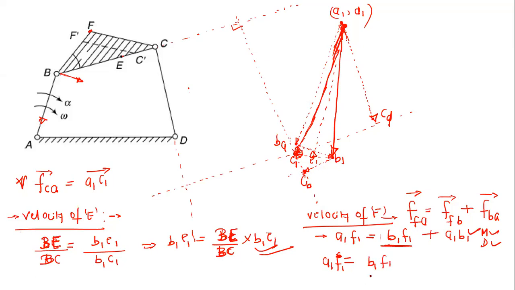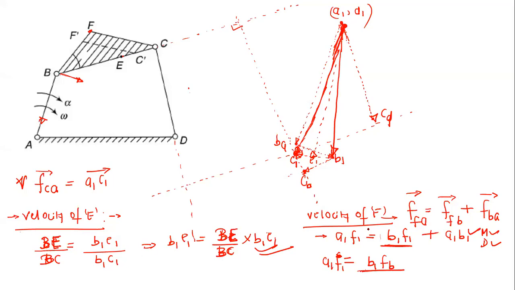So B1 FB, which component is this? It is now obvious that we are looking at the acceleration of F relative to B. So B1 FB, which component is this? Can anyone tell? Centripetal or tangential? Centripetal.